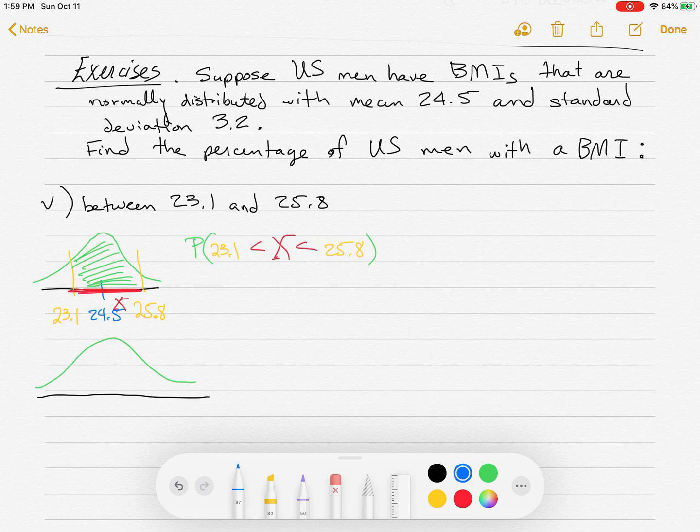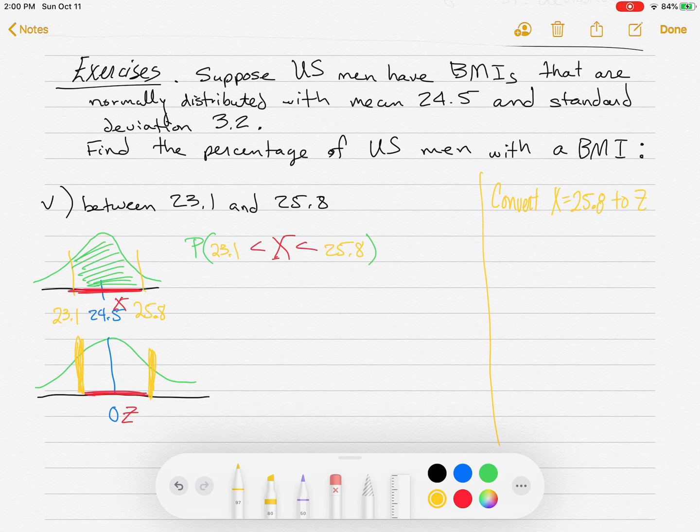So basically my strategy is to convert this over to a Z distribution, a standard normal distribution. 24.5 is going to convert over to 0, and 25.8 is going to convert to a Z-score, and 23.1 is going to convert to a Z-score. Then we're going to find the probability of getting a Z-score between those two numbers. That's the idea. So how do we do that?